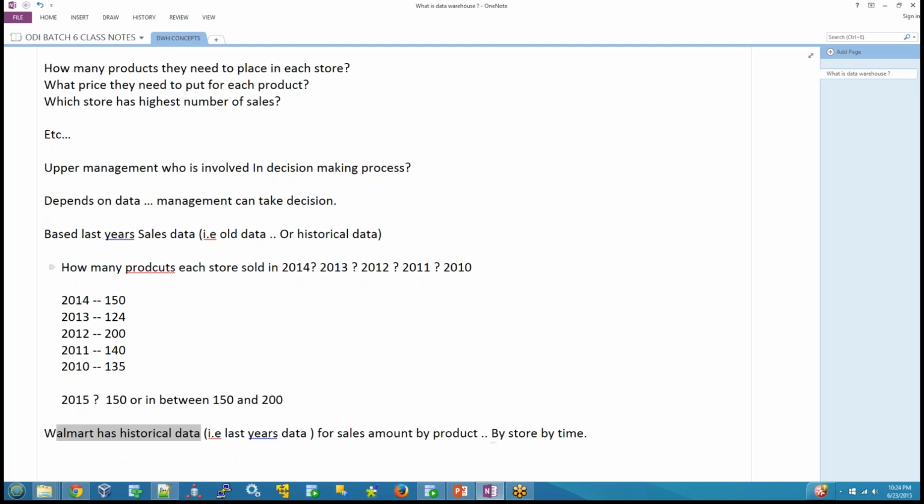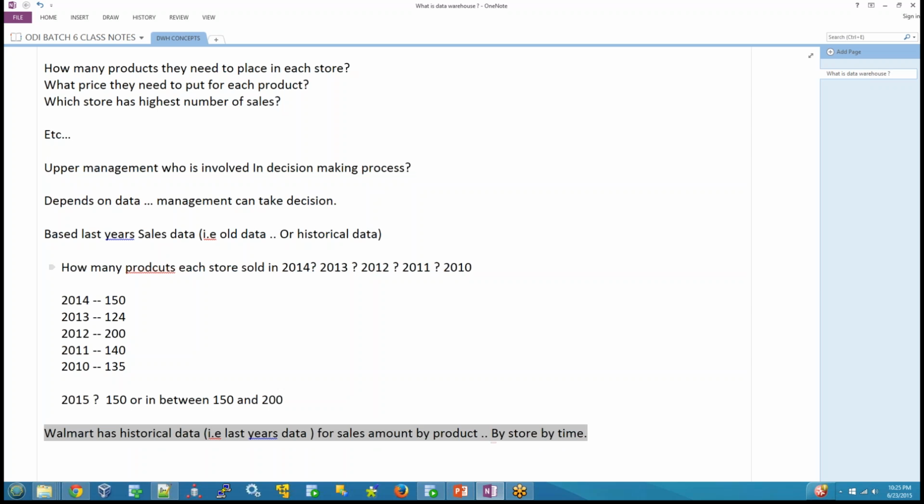Historical data in the sense is old data. So every year they are storing the data into a database. Now for a sales amount, that is how much revenue Walmart generated during each Thanksgiving. So the amount by product, how much amount per each product, how much amount by each store, how much by each time, or a combination, or divided.